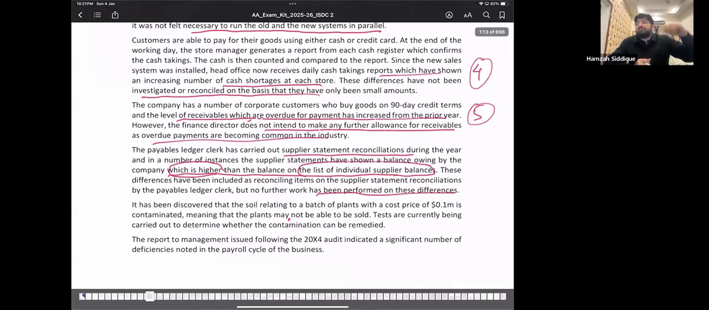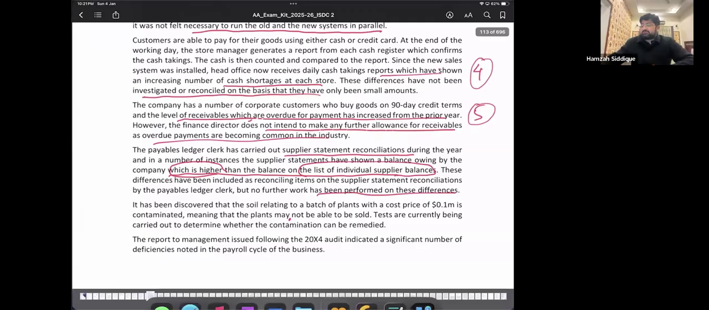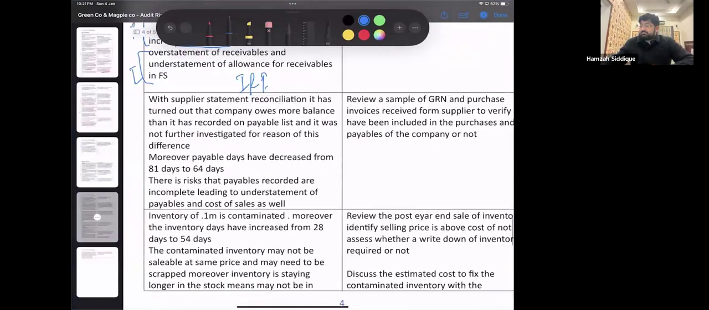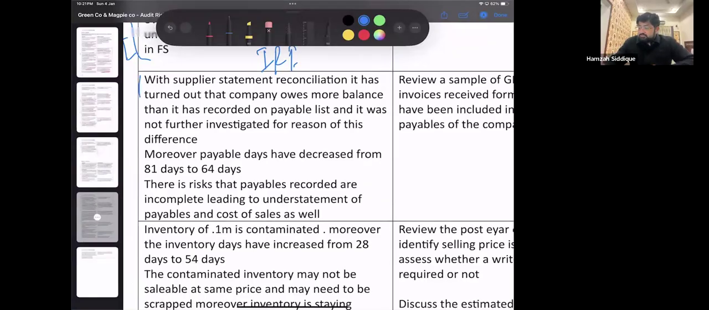So payables may be understated. Okay? Purchases may be understated. Yes, but if purchases are understated, then payables will be understated. So how to explain it? Issue.